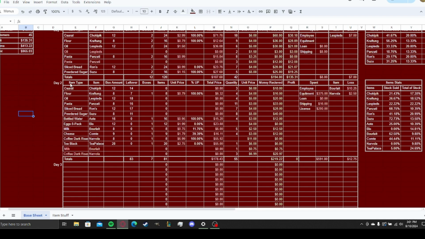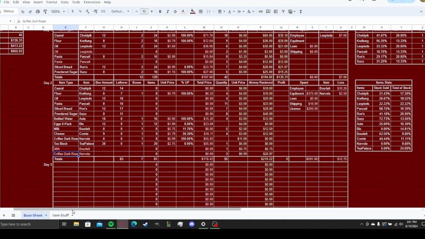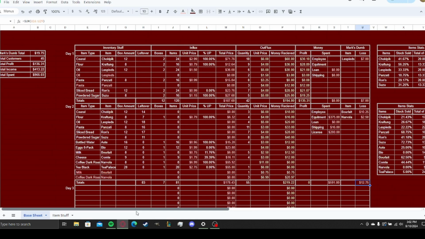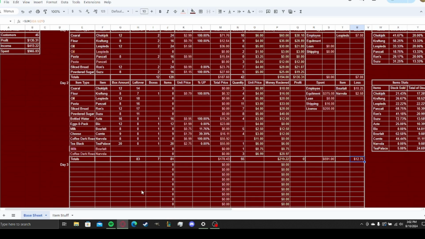Anyways, all the items you can now buy. He did have two items that he sold without changing the price, which is why I changed the name of this tab from Whoopsies to Mark's Dumb. And you can see $7 the first day, $12.75 the next day. He's kind of losing a little bit of cash from not swapping his thing.